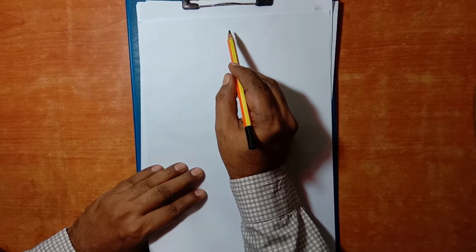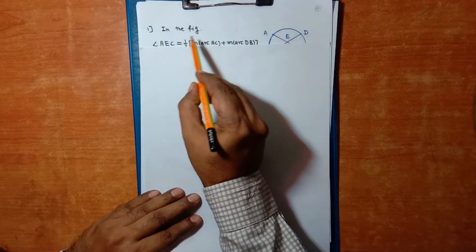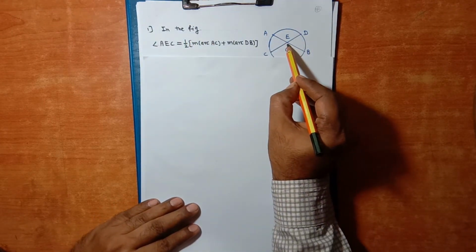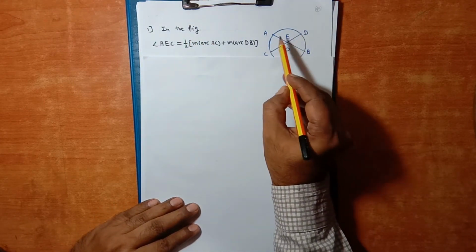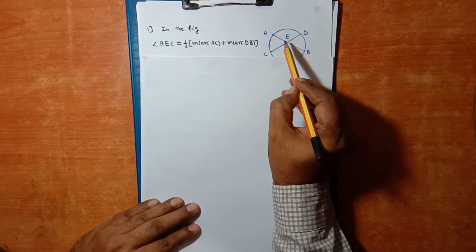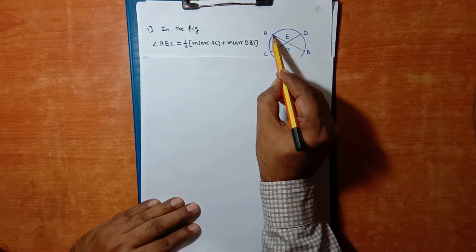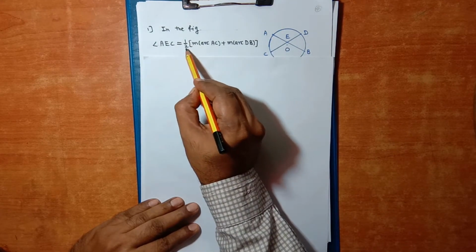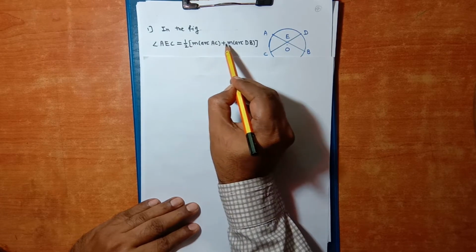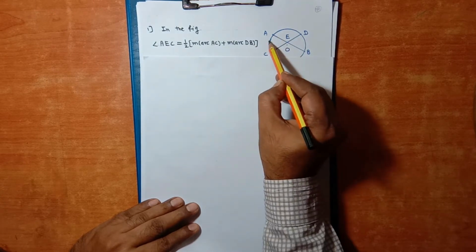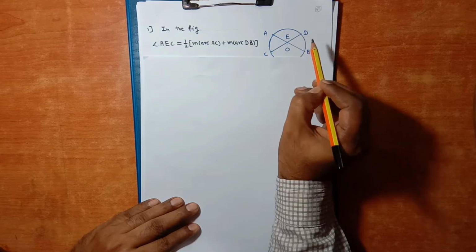Now let us study some properties of a circle. In the figure, O is the center, chord CD and chord AB intersect each other in the interior at point E. Angle AEC is equal to 1/2 of the measure of arc AC plus the measure of arc DB. This is arc AC, this is arc DB.